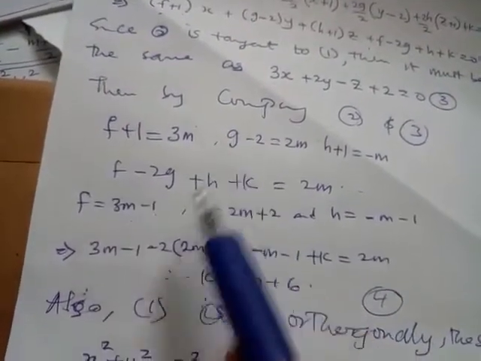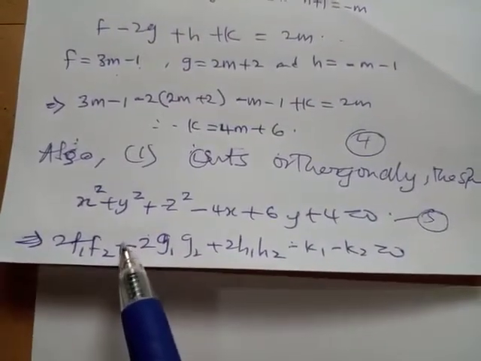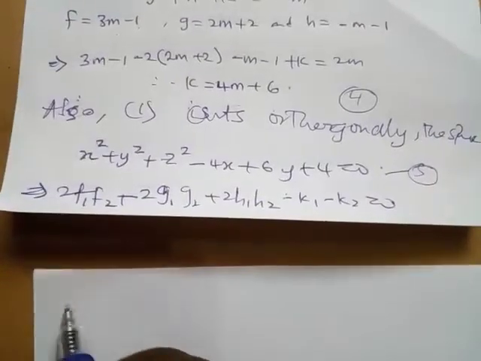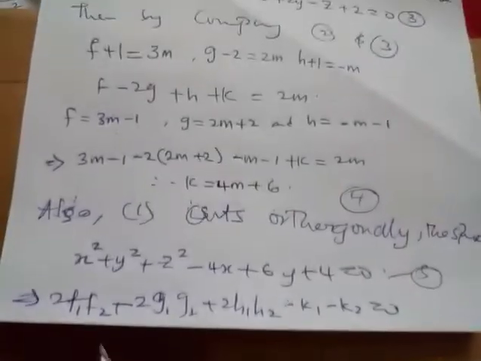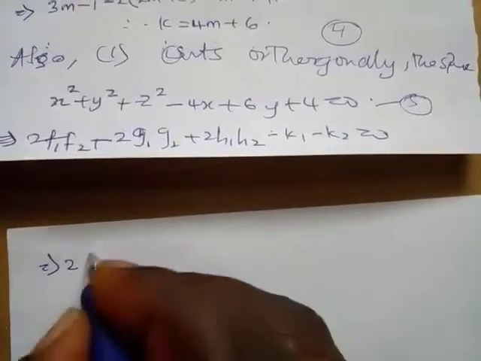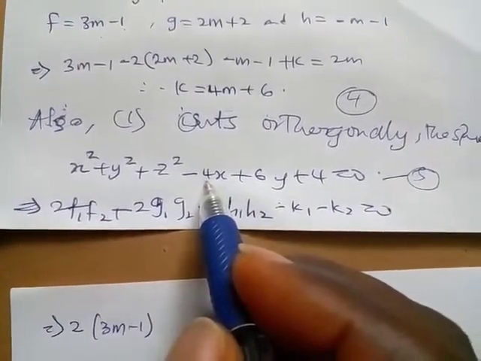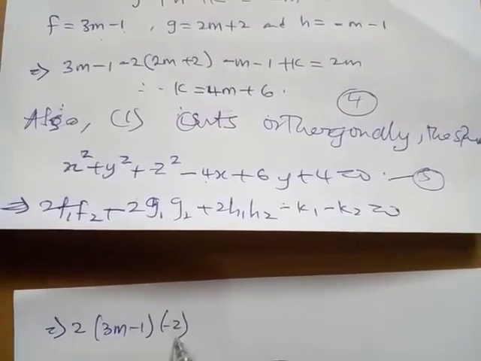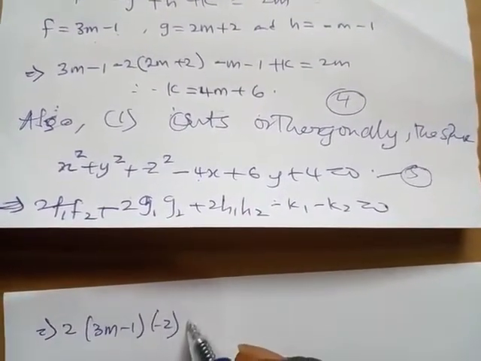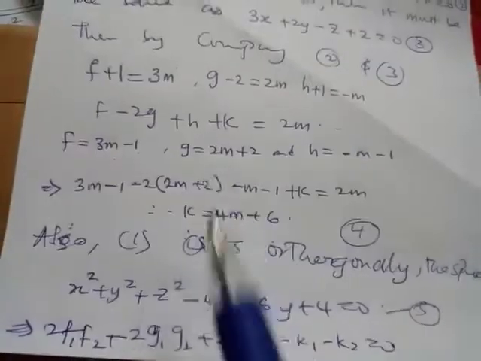Cut this. Don't forget that the sphere 1 has this f, g, h, and this is the k. So if they cut each other orthogonally, this must happen. So we now have 2 times f1. Our f1 is 3m minus 1 times f2. So our f2 will be this divided by 2. That will be minus 2 plus 2 times g1. This is our g1.